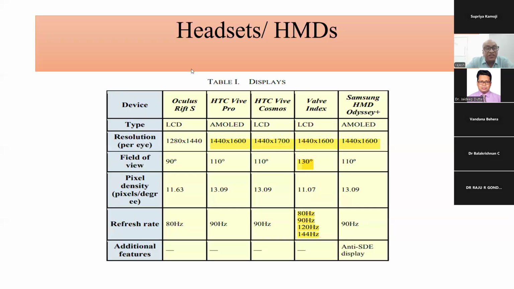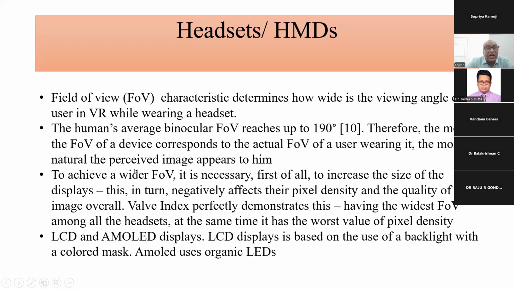And somewhere here we had mentioned field of view, and what it is saying is the meaning of field of view is a characteristic that determines how wide is the viewing angle of a user in a VR while wearing a headset. So what is my viewing angle? And the human average binocular FOV reaches up to 190 degrees. I had collected this from a paper which I was referring. So if you have more FOV, and if it tries to match the actual FOV, the more natural the perceived image will appear.